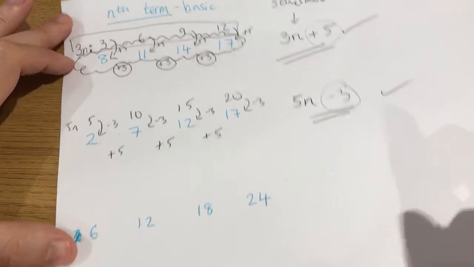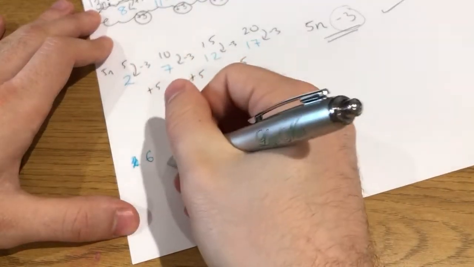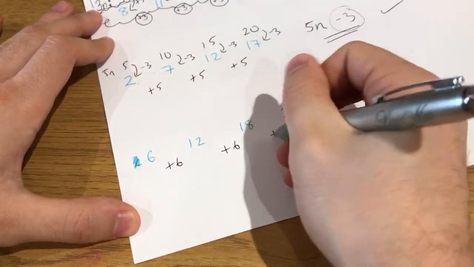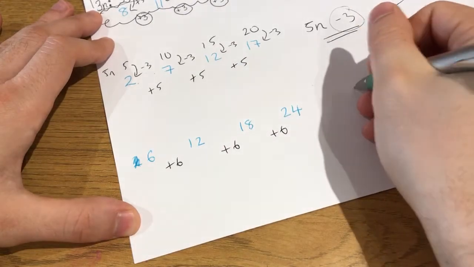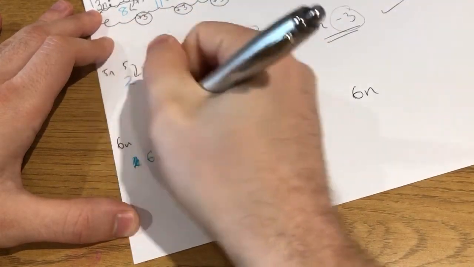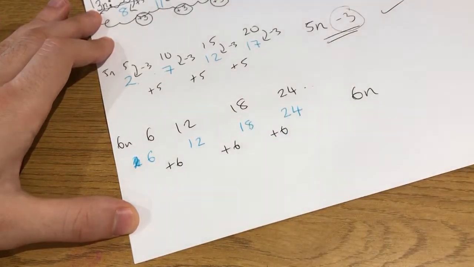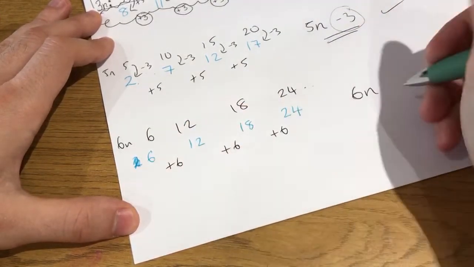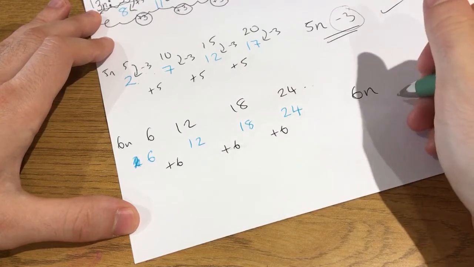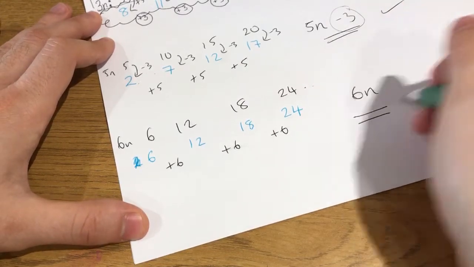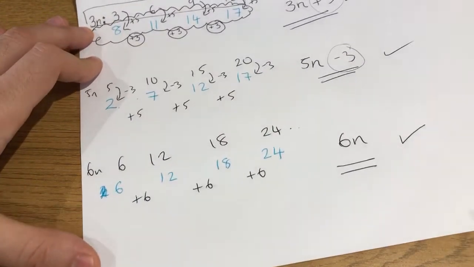Okay, that's done. This one, add 6, add 6, add 6. So it's a 6 times table. You write your 6 times table. And what do you know? As if this was planned already, these are identical. Some people then attempt to write +0. It's not going to be the end of the world if you do that. But that is the perfect answer. 6n.